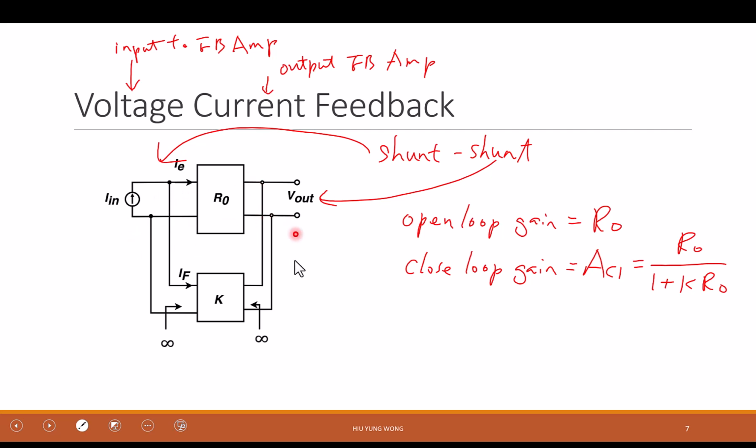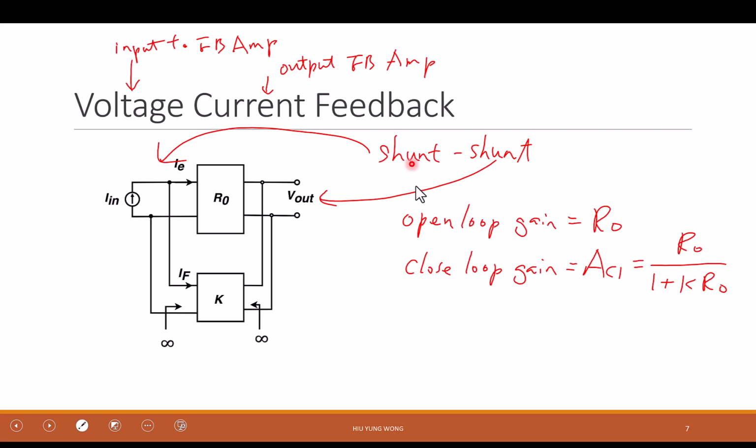So there's shunt-shunt. But what is this shunt? The first shunt refers to where? It is the input to the whole circuit. And then the second one is the output from the whole circuit, right? So this is the confusing part.